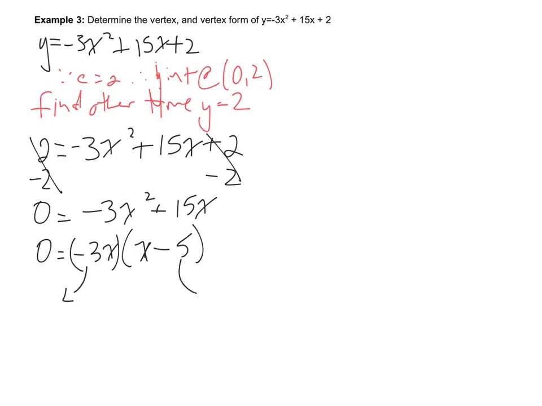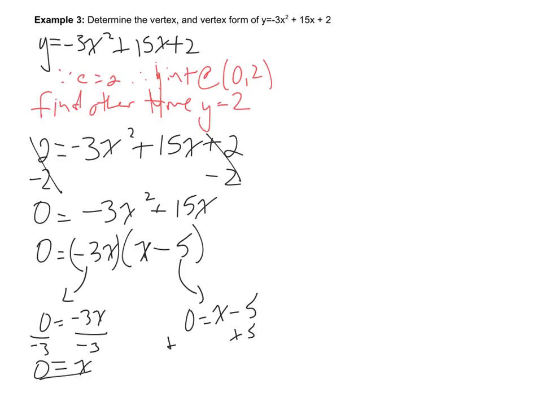So now we're ready to do that step where we think, okay, so what are the two times that y equals 2? So we're going to say that 0 equals negative 3x times (x minus 5). So I'm going to divide by -3 and divide by -3. And what's 0 divided by -3? That's 0. So that's our first time. So when x equals 0, we knew that was going to happen anyway. Then over here, we'll add 5 and add 5, and we'll get x equals 5.